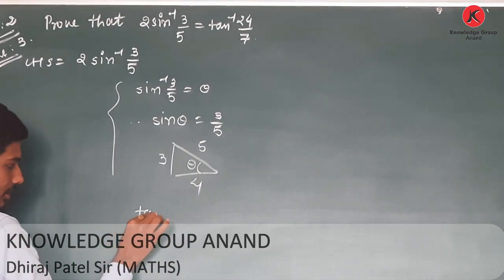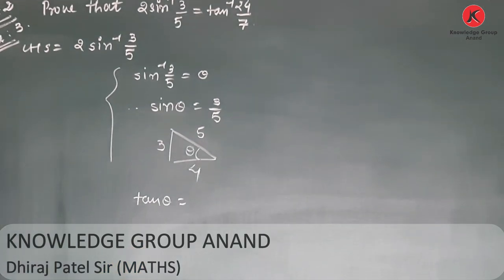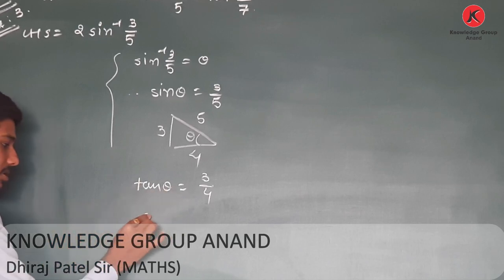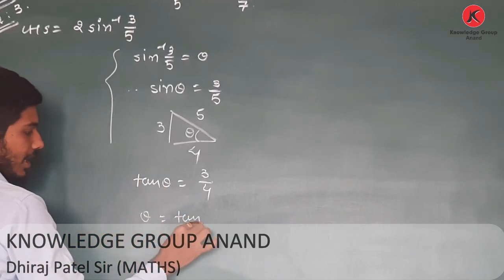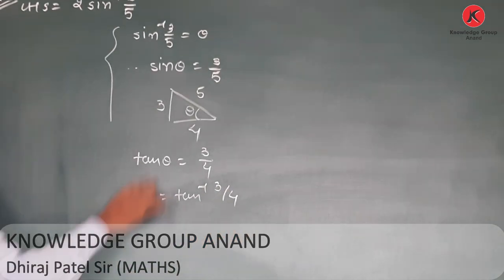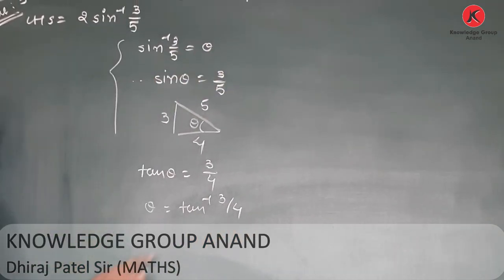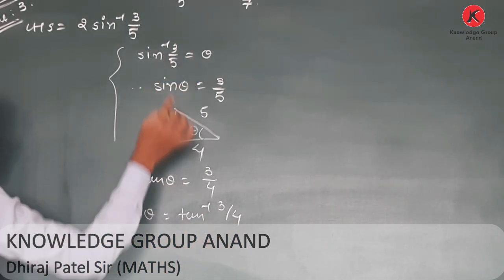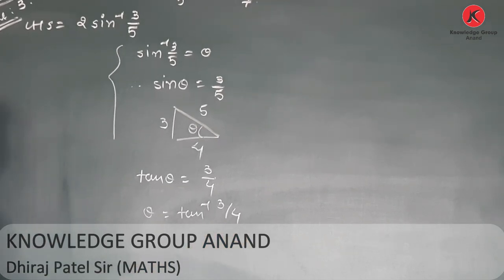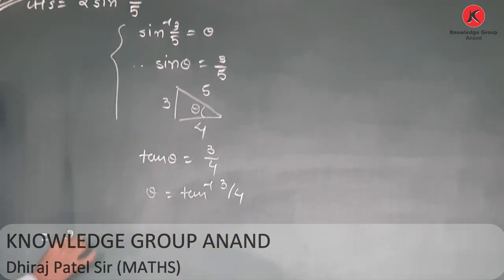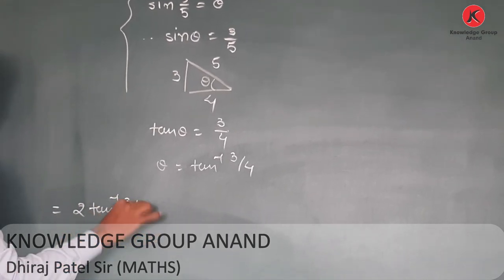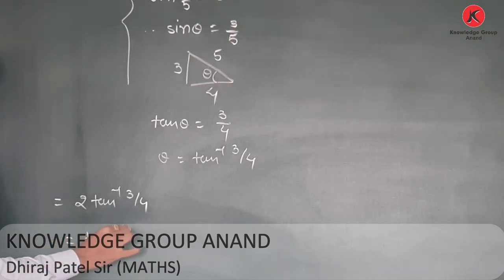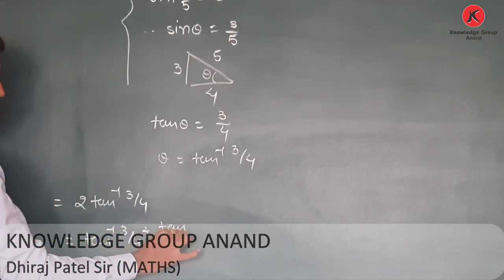Now convert into tan theta. That means tan theta equals 3 by 4. Now apply tan inverse on both sides. Theta equals tan inverse 3 by 4. That means sin inverse 3 by 5 equals theta, and theta equals tan inverse 3 by 4. So sin inverse 3 by 5 equals tan inverse 3 by 4. Put this value here. So 2 times tan inverse 3 by 4 equals tan inverse 3 by 4 plus tan inverse 3 by 4.